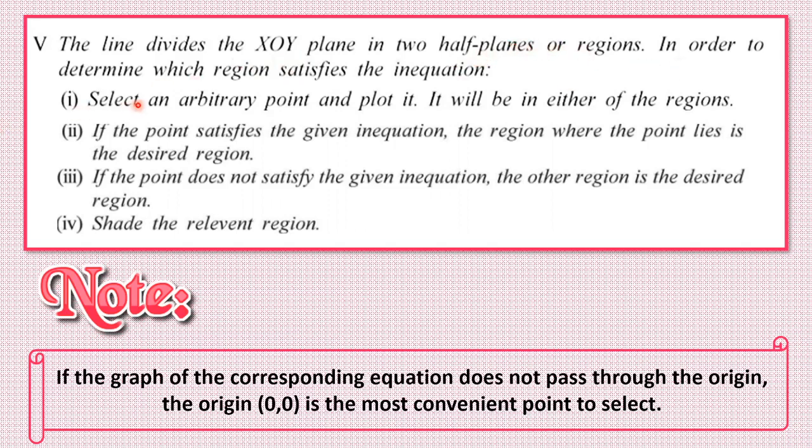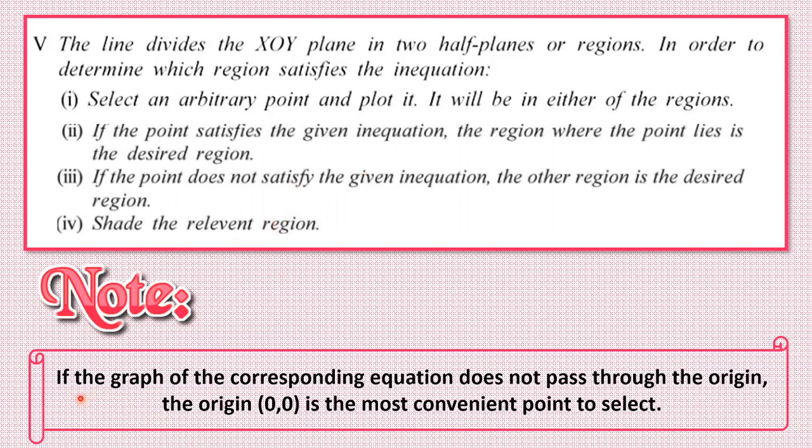Now, in order to identify which region is the solution set, we have to take any one point, any random point, and plot it. It will be in either of the regions. If the point satisfies the given inequation, then the region where the point lies is the desired region. Otherwise, the other region is the desired region. So, accordingly, we will shade the relevant region.